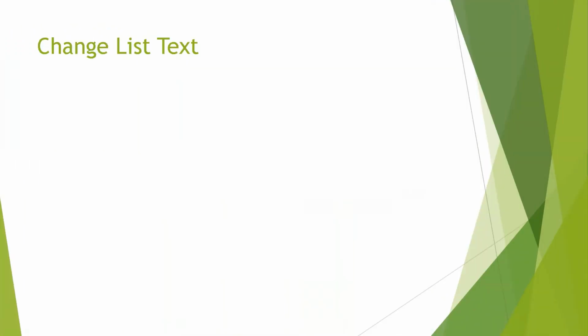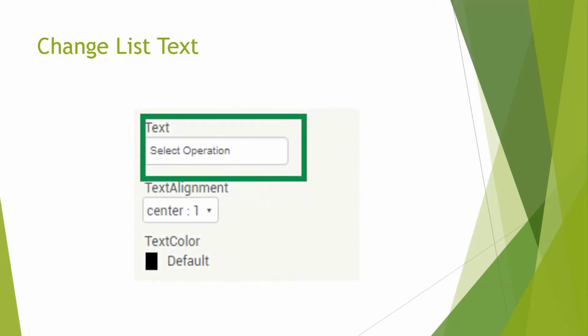Now we will change the default text of List Picker. From right side Properties. For List Picker 1, select Text. Change its value to select Operation.